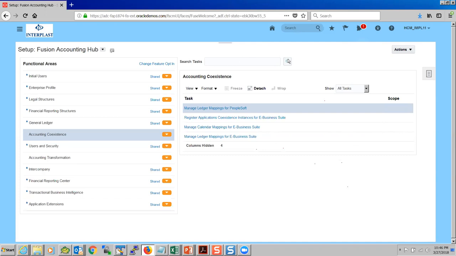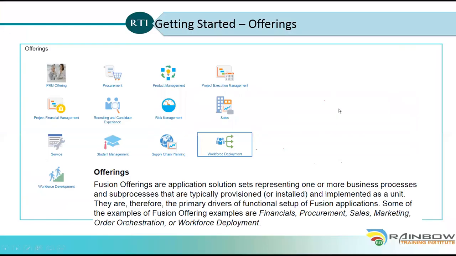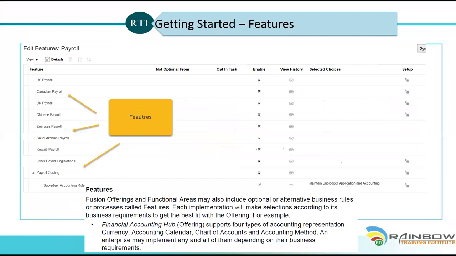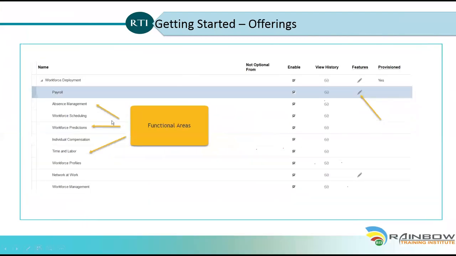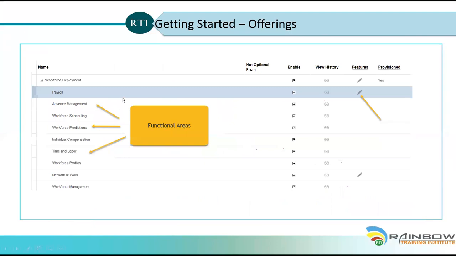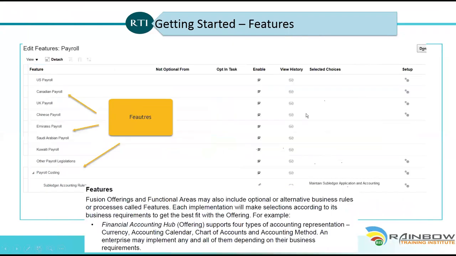Okay, so I'm just going back to my navigation again. As I said, it is an offering and these are the functional areas, and every functional area has features where we can opt in and opt out. If you want it, we can go there; if you don't want it, we skip it. For example, one offering is workforce deployment, where we implement the HR module. In the global HR module, we can implement payroll, absence, workforce scheduling, all these modules. And in payroll, if you go to features, I can implement US payroll or not, UK payroll or not, Canada payroll or not. It's a feature. I can opt in and opt out, right?